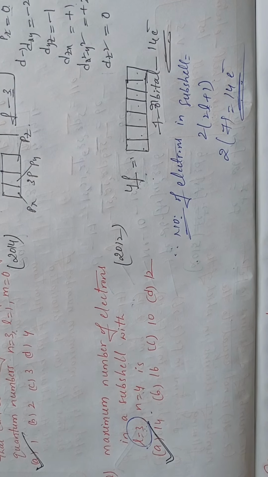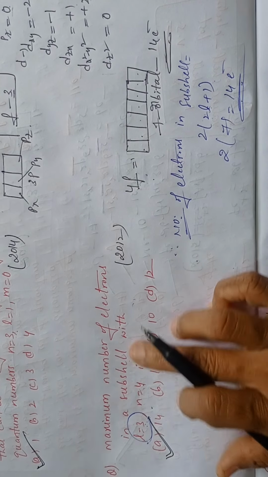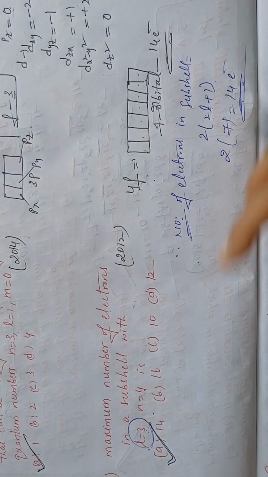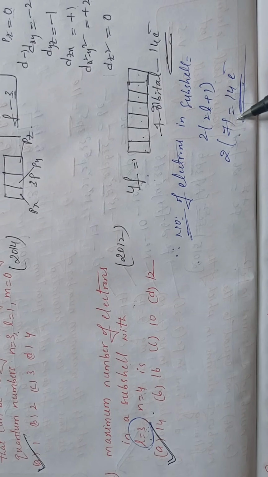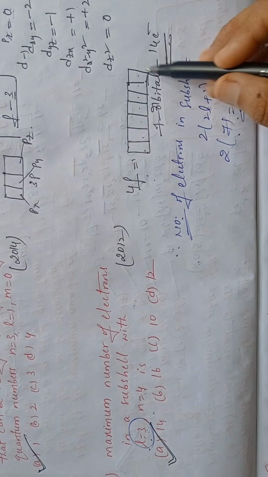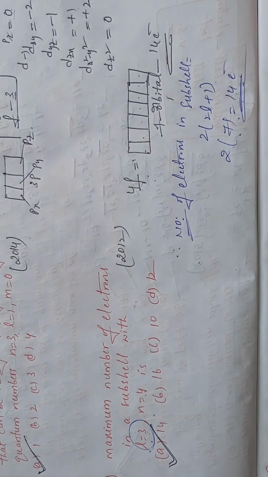Are you clear, students? Because the number of electrons in a subshell is being asked, 2 into 2L plus 1 is the direct formula. Substitute the L value and you will get the answer. Otherwise, n equal to 4f, you just write like this: F subshell has a total of 7 orbitals, 14 electrons. Now see, students, third question.